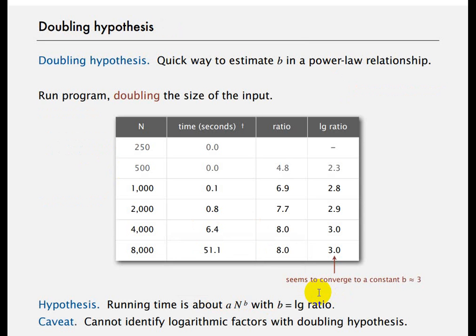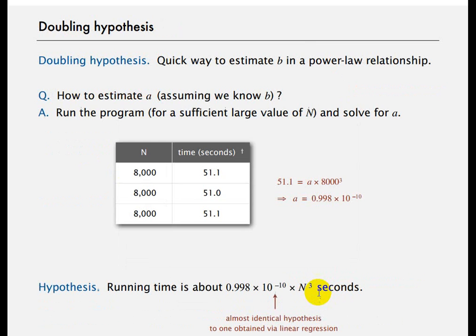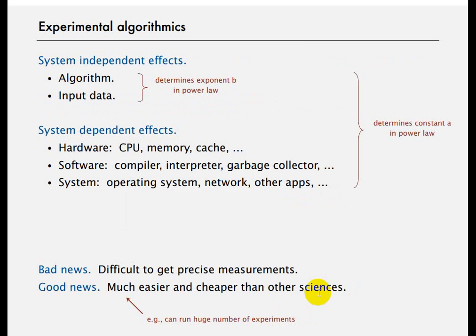Doubling hypothesis. Okay, so that's that. Run, and what's the quick way? You double the size of input and you kind of figure things out. So that's the idea. So this again talks about that. Okay, so now comes here.